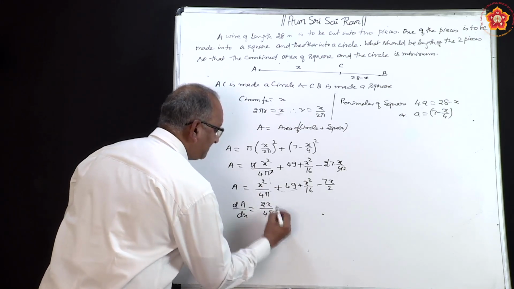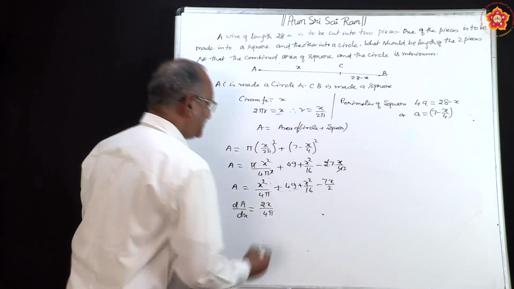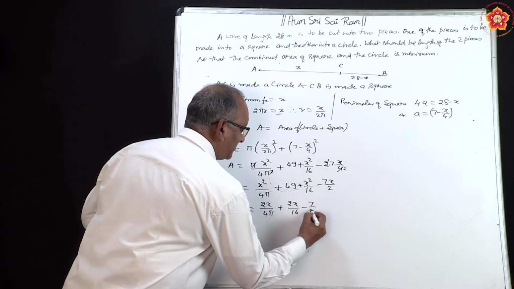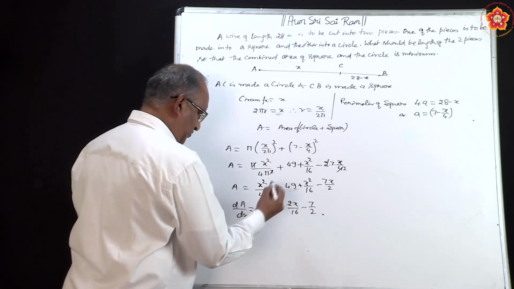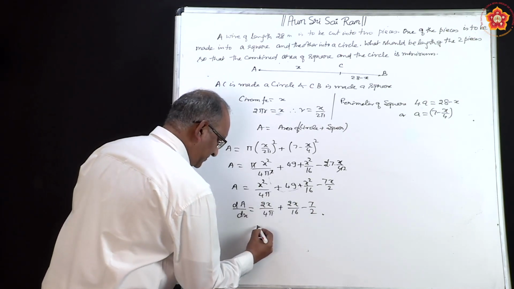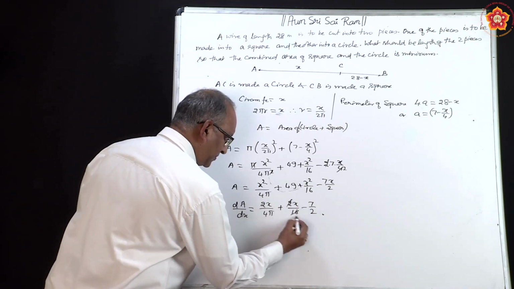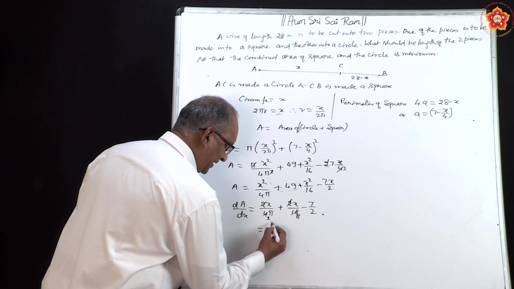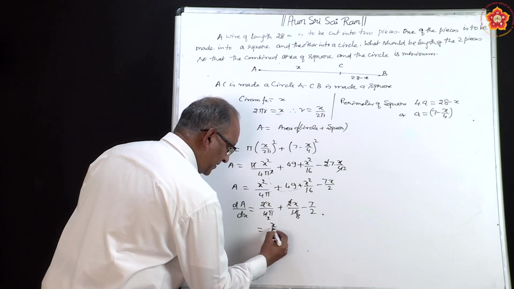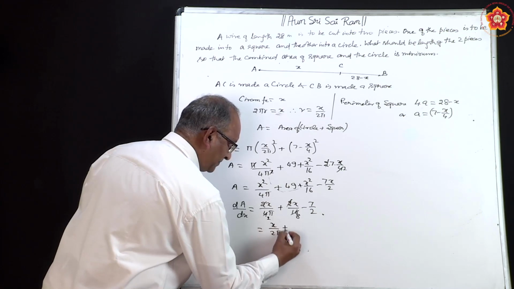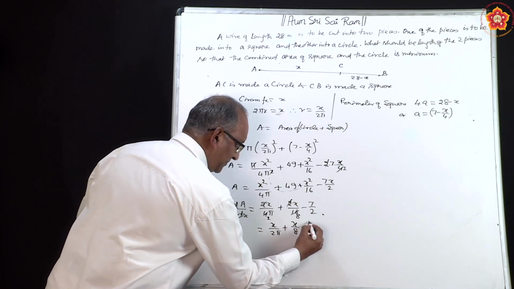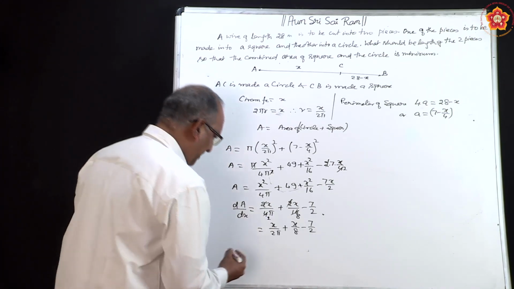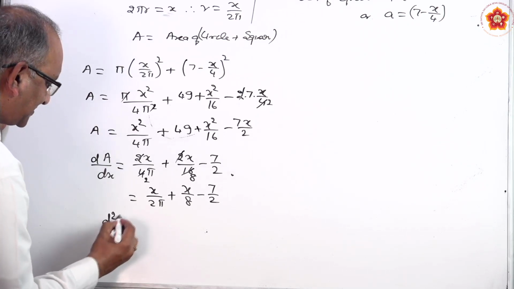It is 2x by 4 pi. Derivative of 49 is 0. So here we have 2x by 16 minus 7 by 2. Club these two terms: 2 ones are 2, 2 eights are 16, 2 twos are 4. So x by 2 pi plus x by 8 minus 7 by 2. Also find simultaneously d2A by dx square.